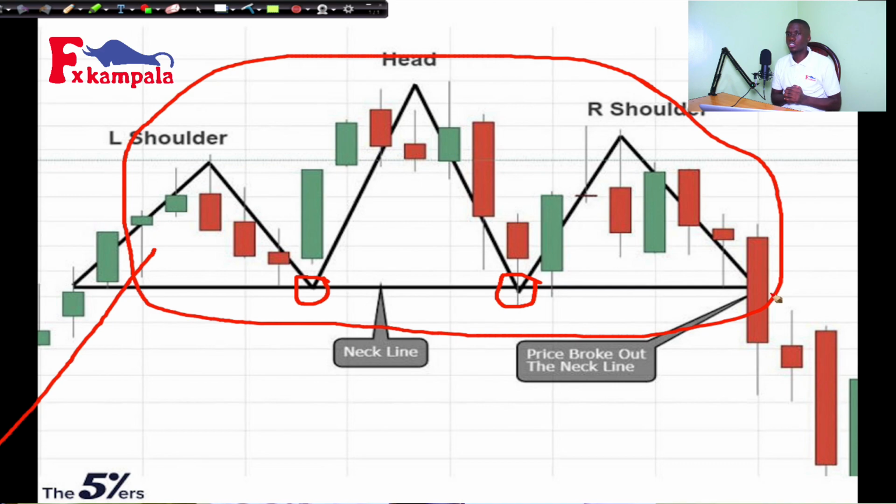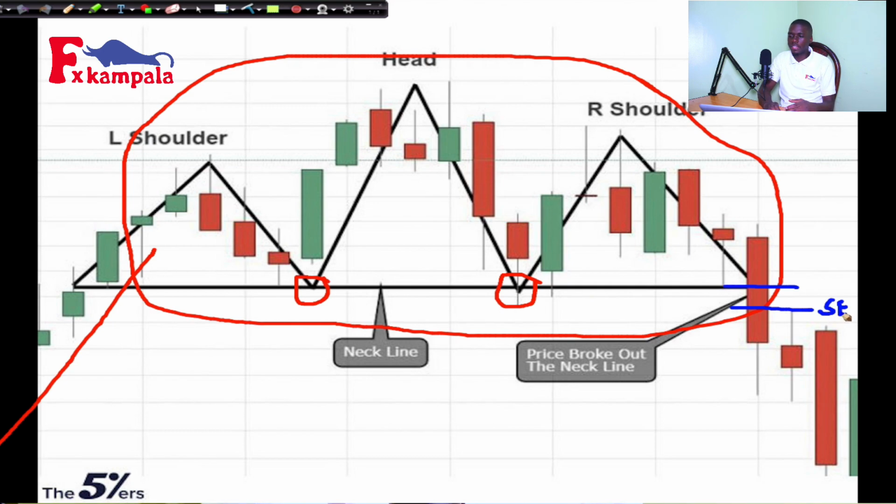The reason we draw the neckline is that when the neckline is broken, let me get a different color for my pen, blue. So at this point, when this neckline is broken, this is when we initiate our selling position, or we position ourselves for a short. In other words, it's literally like a breaking point, working like a support. Sometimes when you draw it, it's going to be horizontal; some other time it's trending, like we're going to see in this video.